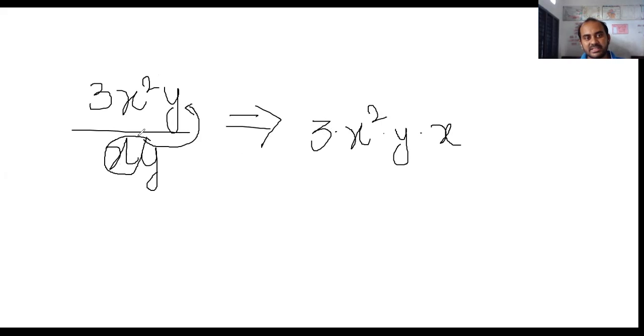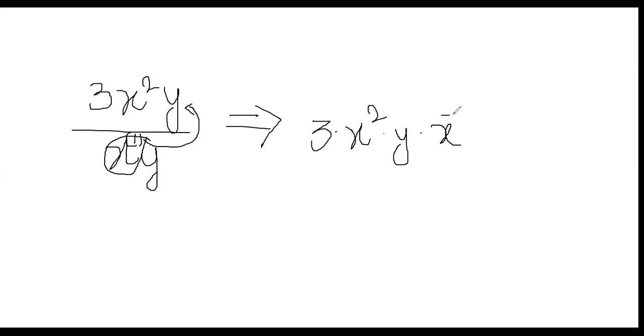Here x power is how much? Nothing is there, which means you have to consider plus 1. If it goes to the numerator, it will become minus 1. Similarly, here y power is how much? 1. Nothing is there, so you have to consider 1. If it goes to the numerator, then it will become minus 1.